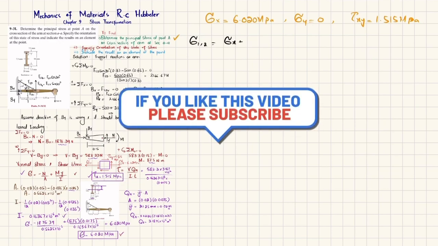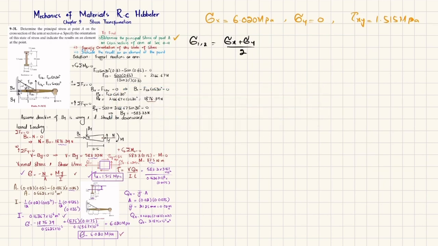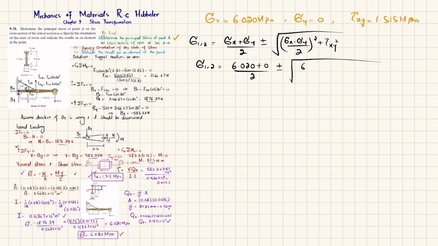So it is equal to sigma x plus sigma y divided by 2 plus minus square root of sigma x minus sigma y divided by 2 whole square plus tau of xy square. Clear? So just put the values in this formula. So sigma 1, 2 is equal to 6.020 plus 0 divided by 2 plus minus square root of 6.020 minus 0 divided by 2 whole square, and tau of xy is 1.515 square.